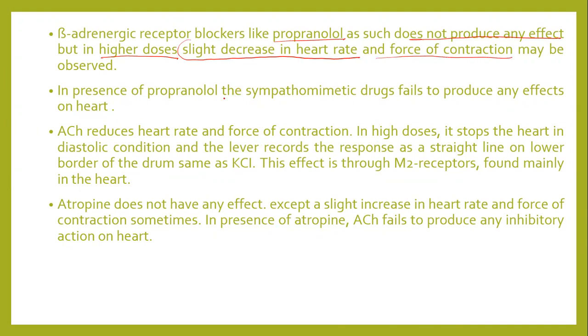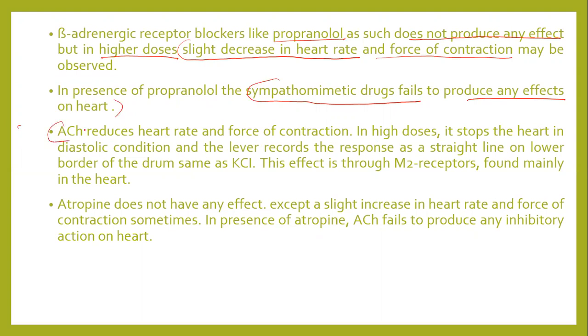In the presence of propranolol, the sympathomimetic drugs fail to produce any effects on the heart. So how can it be done? We have to add the propranolol first, and after some time, like 10-20 seconds, we add the sympathomimetic drug like adrenaline or noradrenaline to the Symes cannula, and observe its effect on the heart rate and the force of contraction.